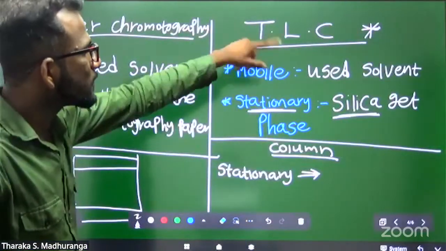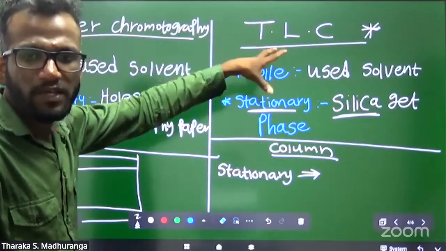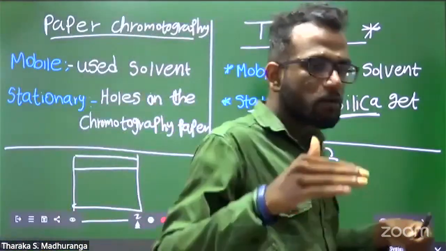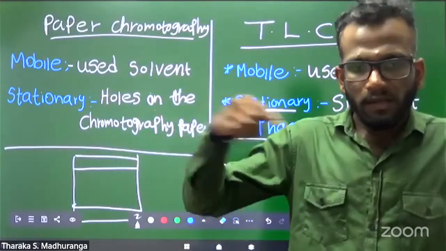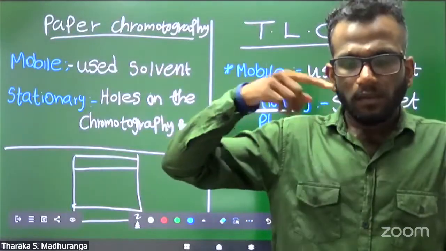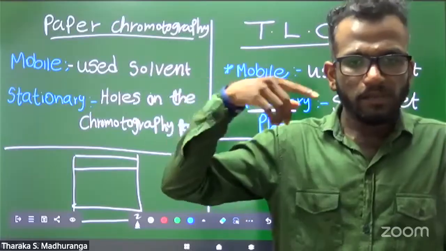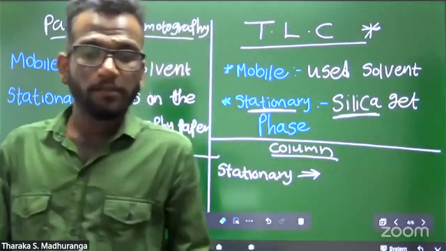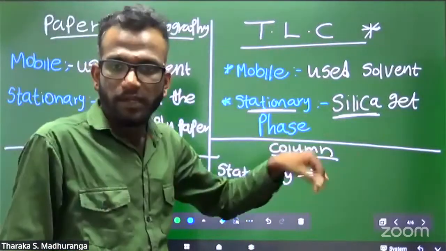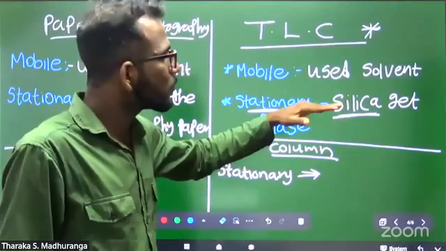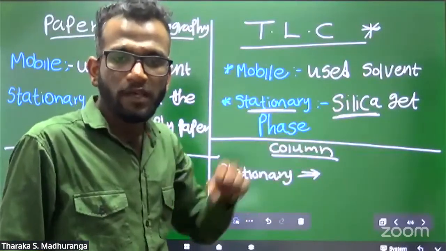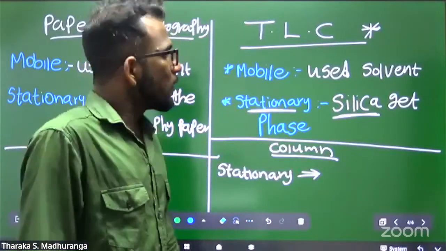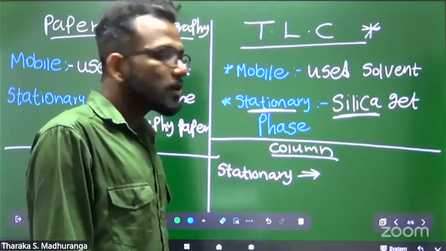The silica TLC method is a little bit more difficult than paper chromatography because chromatography paper is already available in the laboratory. Then you can draw the baseline and solvent front and easily use that. But for thin layer chromatography, you have to prepare a thin silica layer. It will be difficult, but it is a very good method to separate compounds easily because compounds travel easily through this silica gel.